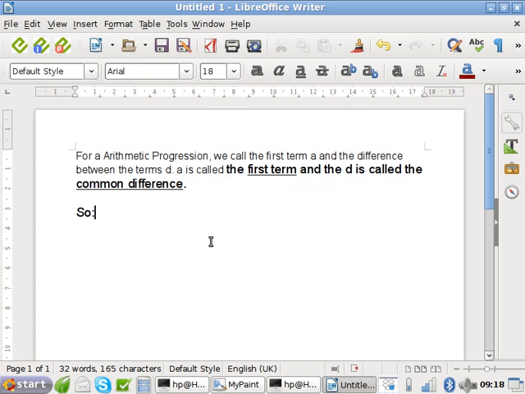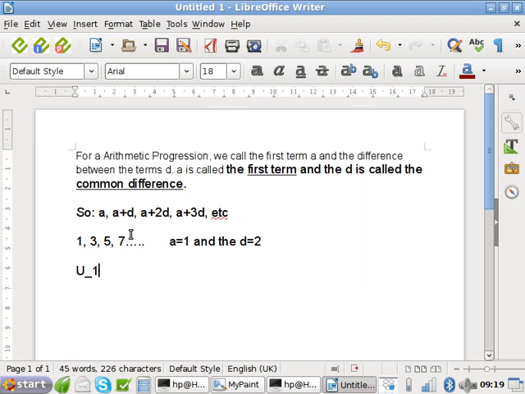So the first term is A. What's the next term? A plus D. The next term? A plus 2D, A plus 3D, etc. So for example, if you had a sequence like 1, 3, 5, 7, what's the A? 1. And the D? 2. So we'd like to find a formula for this sequence. You mean the nth term? Yes, exactly, the nth term.